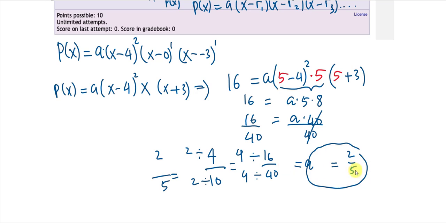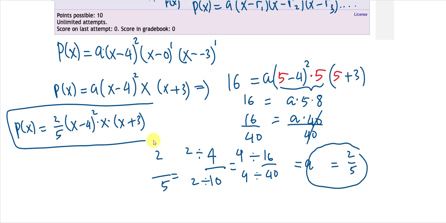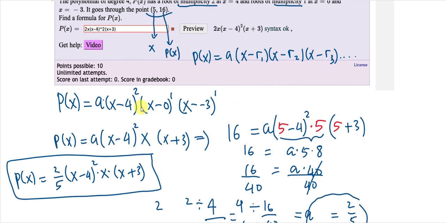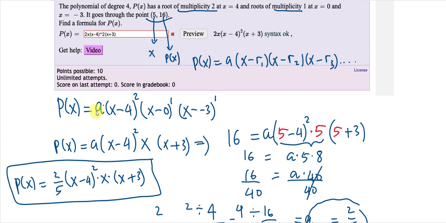Okay. Once you get a equal 2 over 5, we complete the polynomial. So p of x equal a, which is 2 over 5, times x minus 4 to the square, multiplied with x, and multiplied with x plus 3. And this should be the polynomial that we are solving for. And this is what he got, which is not correct comparing to what I have here.